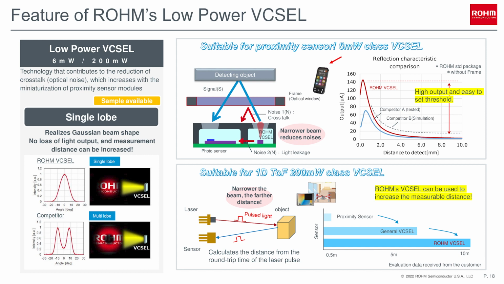Our low-power VCSELs feature a single lobe. As shown in the lower left picture, conventional VCSELs have a donut-like optical shape. In contrast, ROHM has achieved a Gaussian beam shape by making the light uniform with its unique structure. Next, let me explain the upper right section. ROHM's 6 mW class is ideal for proximity sensors. The single lobe, narrow beam has low noise and high power, making it very easy to set the threshold when compared to the competition. In the bottom right section, the single lobe, narrow beam has the added benefit of extending the detection range in 1D time-of-flight systems.